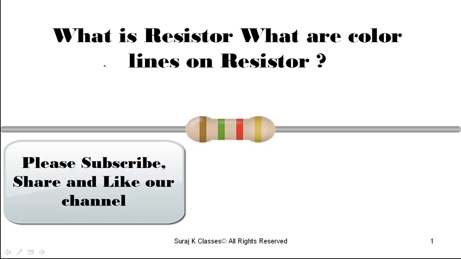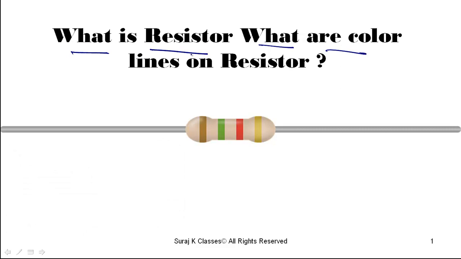So today the topic is what is a resistor and what are the color lines on a resistor. This is actually a very simple topic. You must have seen or come across this device which is called a resistor. It is present in almost every electrical and electronic circuit. Without a resistor, you may rarely find a single circuit on the face of the earth. So let's start this video and learn about this special device, the resistor.